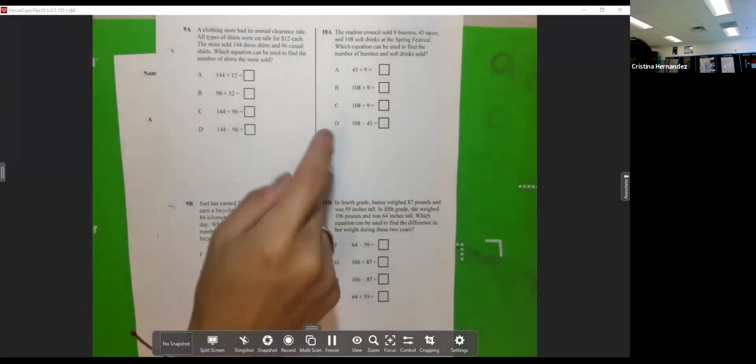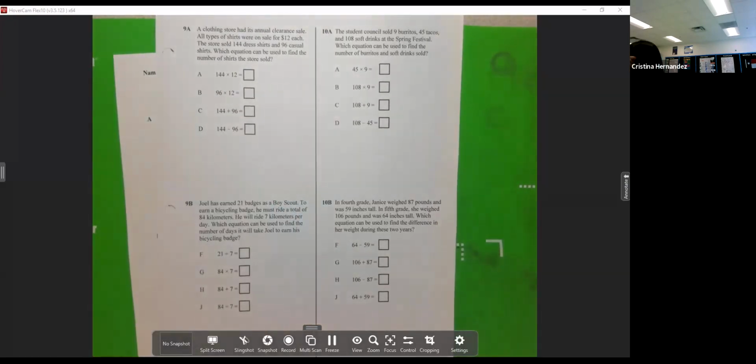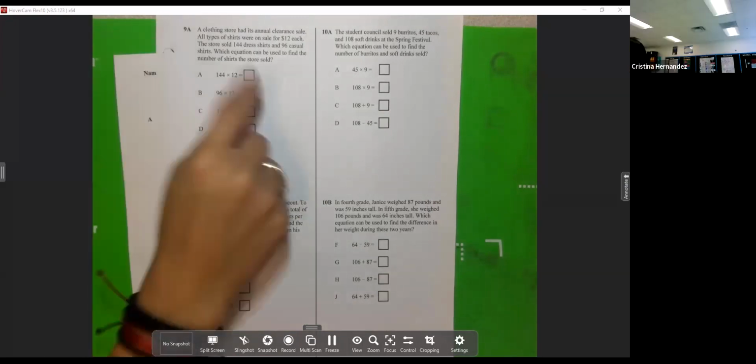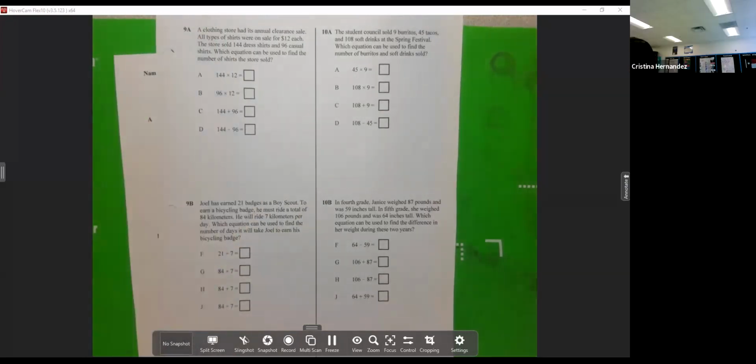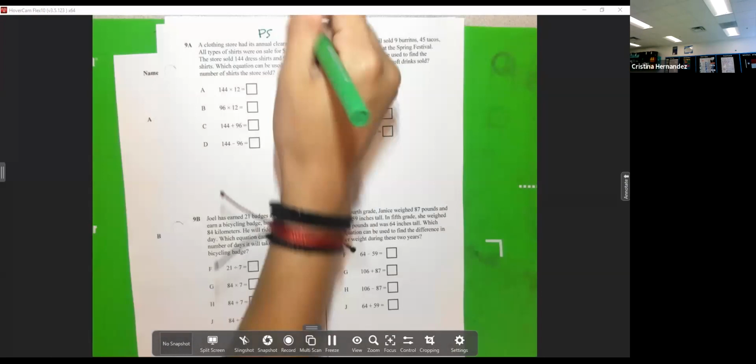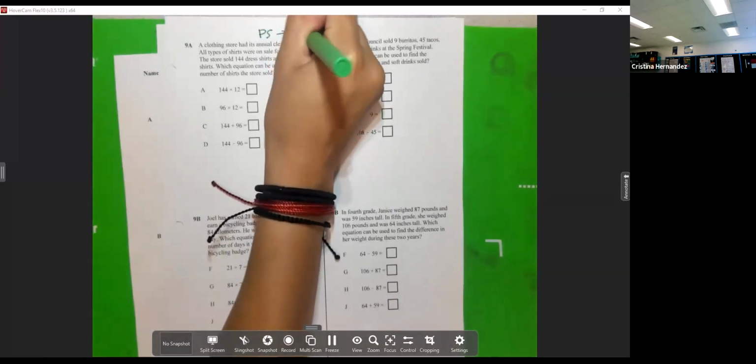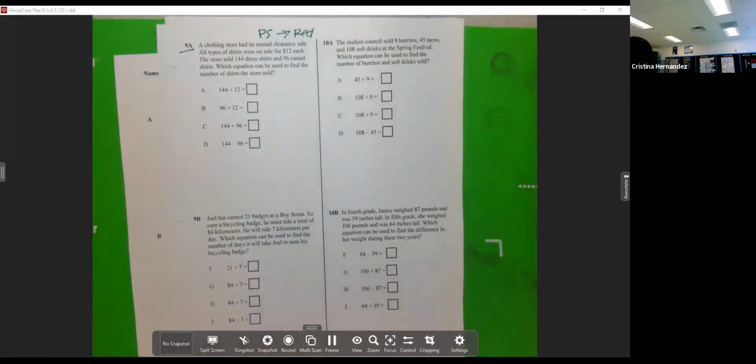9A in problem solving, behind the red part. Where are we? Problem solving, 9A. Look at the page right here, problem solving. Okay. PS means problem solving. Problem solving is red. Find 9A. Come on.